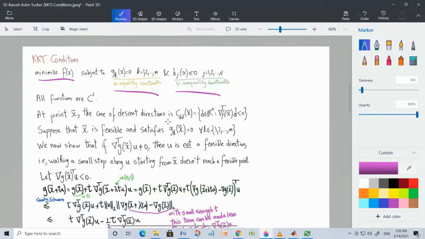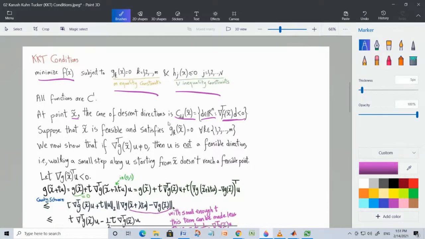Remember from the previous slide that at the point x tilde we have something called CDD, the cone of descent directions. These are the directions in the n-dimensional space that make an inner product with the gradient at x tilde that is strictly negative. The meaning of this cone is the set of directions along which, if you move a sufficiently small step, you are guaranteed to reduce the value of the function relative to f of x tilde.